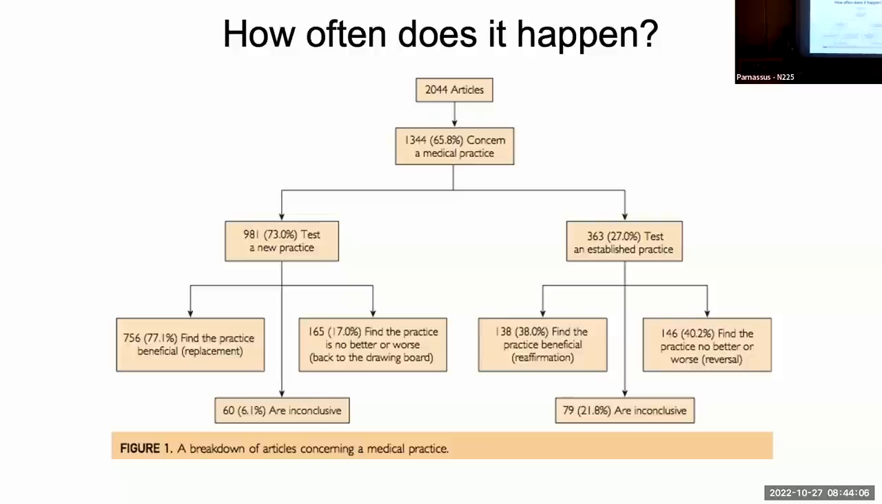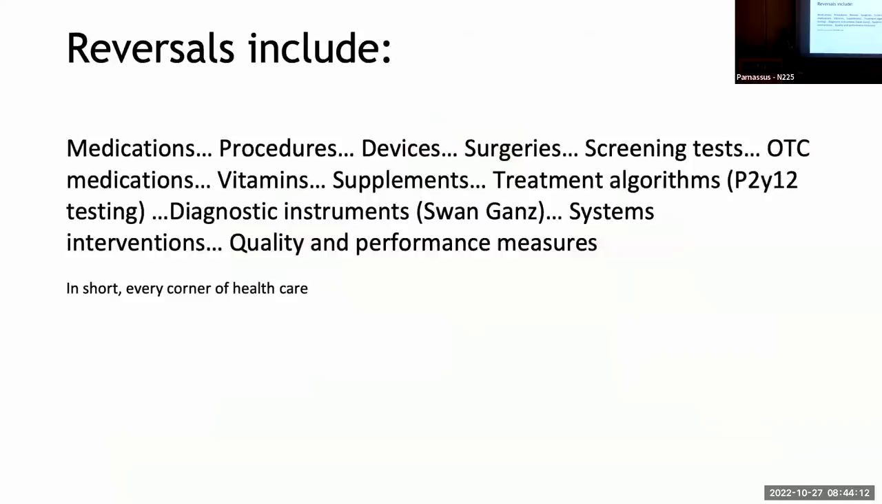I think perhaps even $100 to $200, $300 billion of U.S. federal healthcare spending could easily be curtailed. Everything is in this list: medications, procedures, devices, surgeries, screening tests, like the PSA, over-the-counter medications, vitamins, supplements, treatment algorithms. You may remember, you all do a little bit of it.